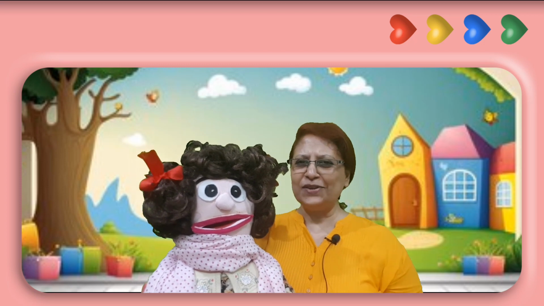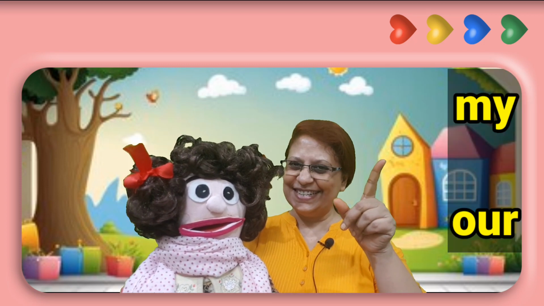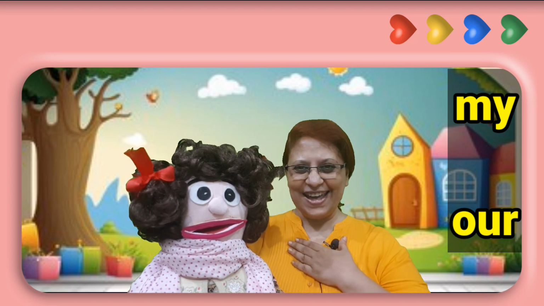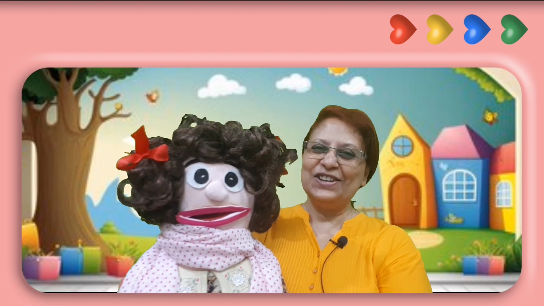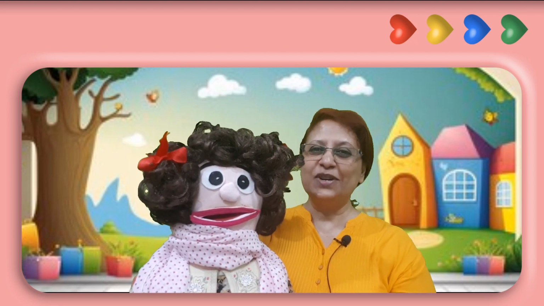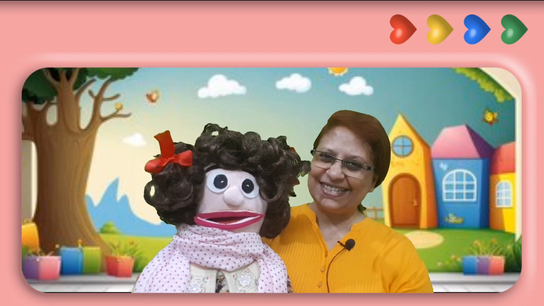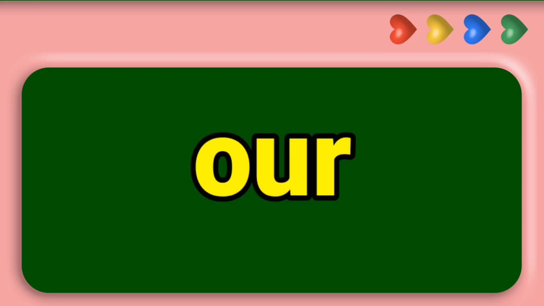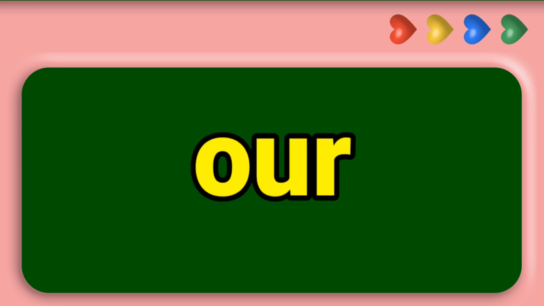Today we are going to learn about these two sight words. My and our. So let us understand what is the difference between these two words and how to use them in sentences. My, M-Y, my. Our, O-U-R, our.